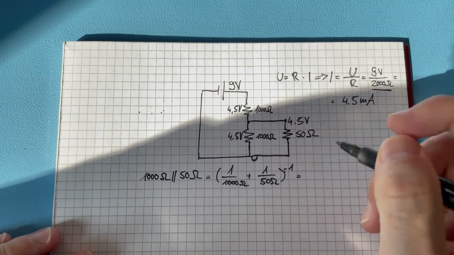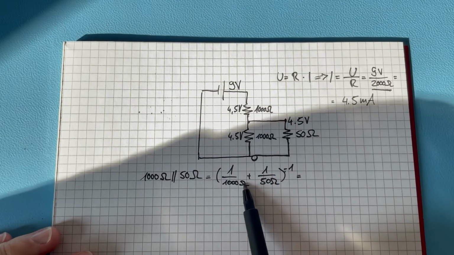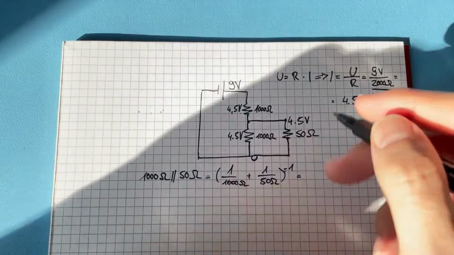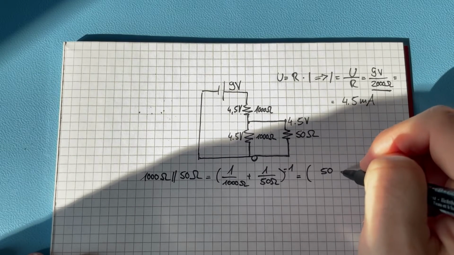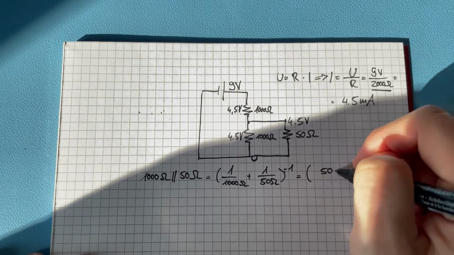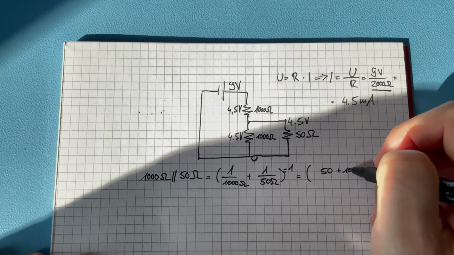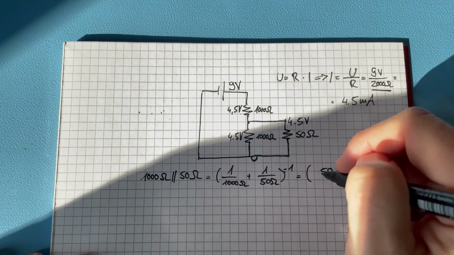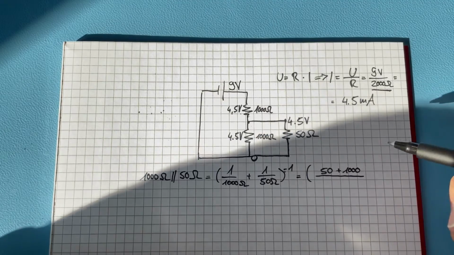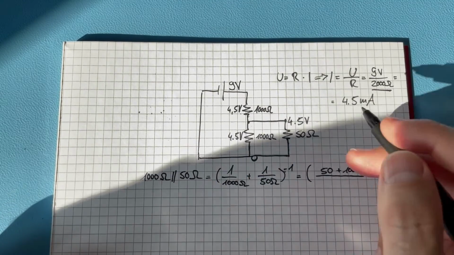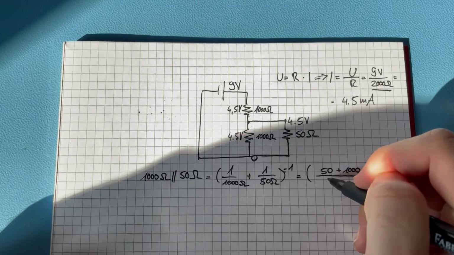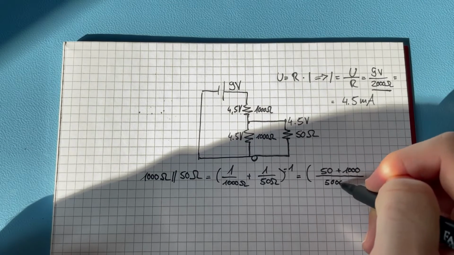And then what we can do here, we can simplify what is written in there. It is really 50 plus 1000 in the numerator, and in the denominator we have 50 times 1000, so 50,000.